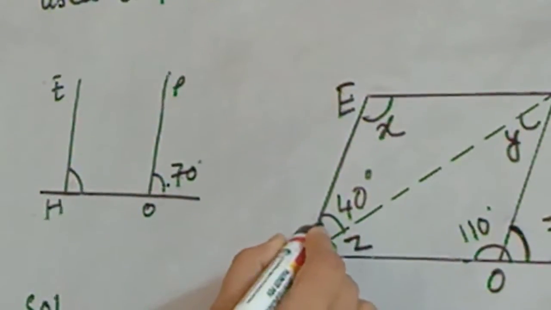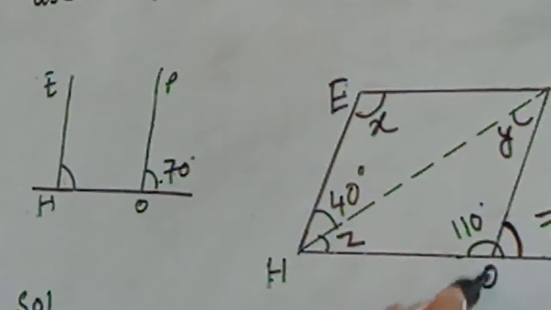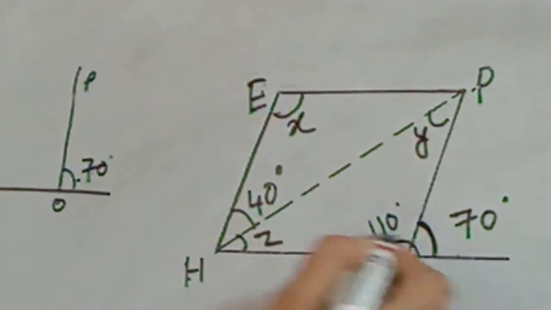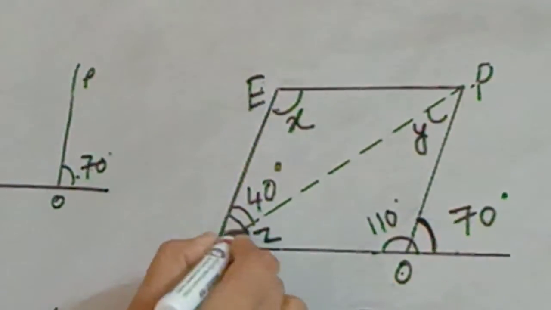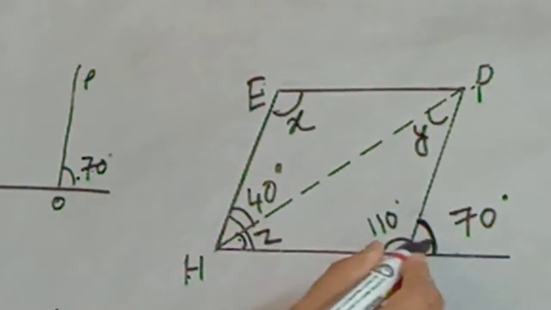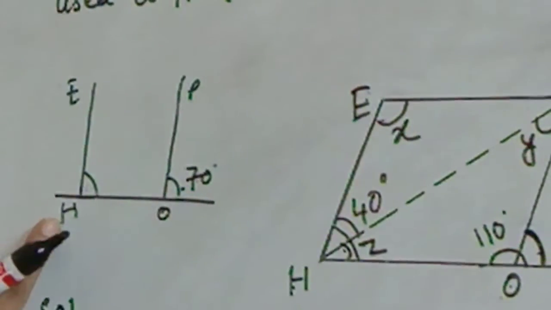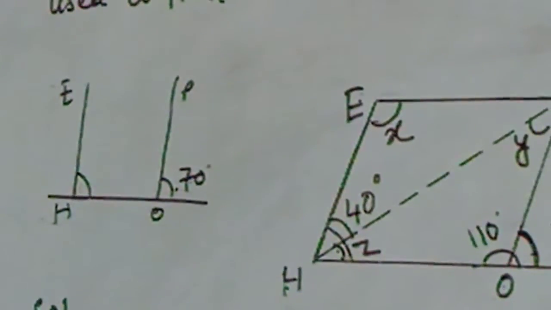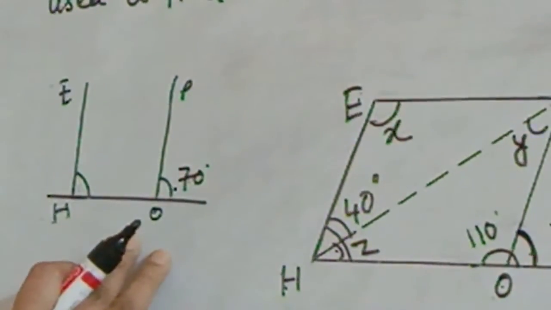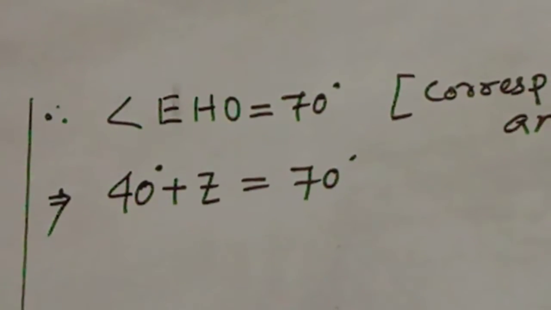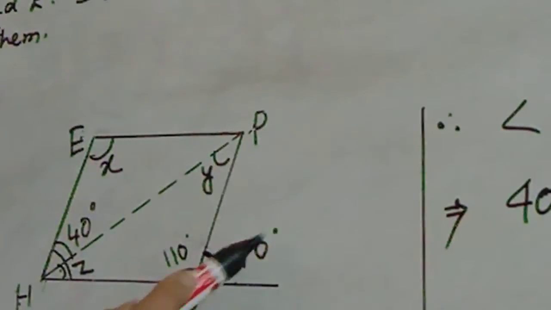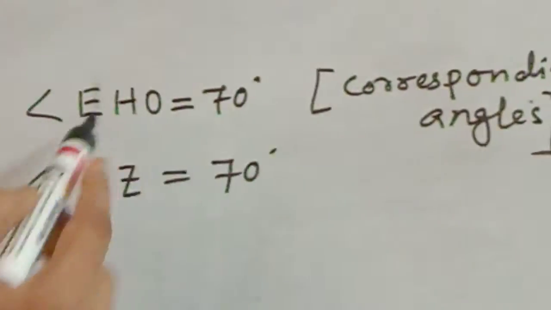So can I say that EHO is equal to 70 degrees, because this angle and these angles are corresponding angles? Look at this figure. EHO is equal to 70 degrees because both of them are corresponding angles. Is it clear? Now write it. You have seen that EHO is equal to 70 degrees because of corresponding angles, and we have explained it.